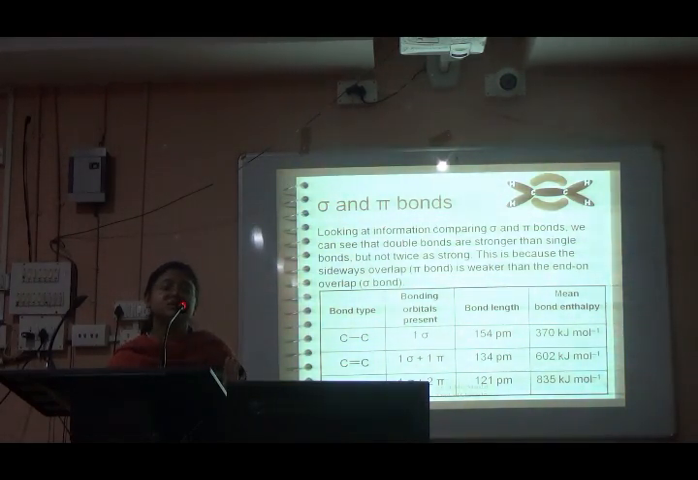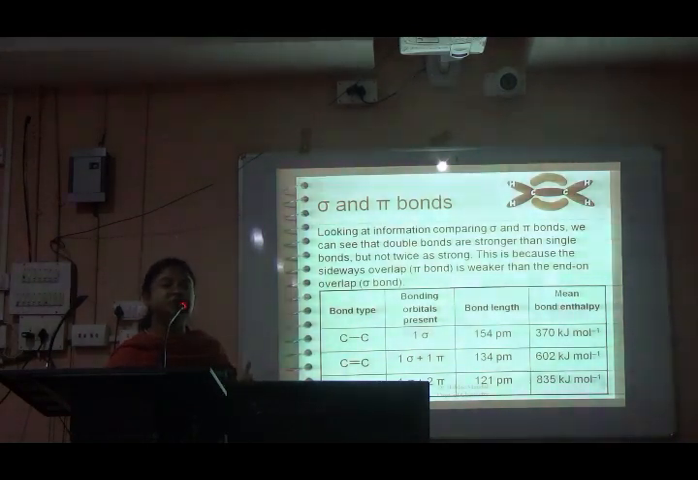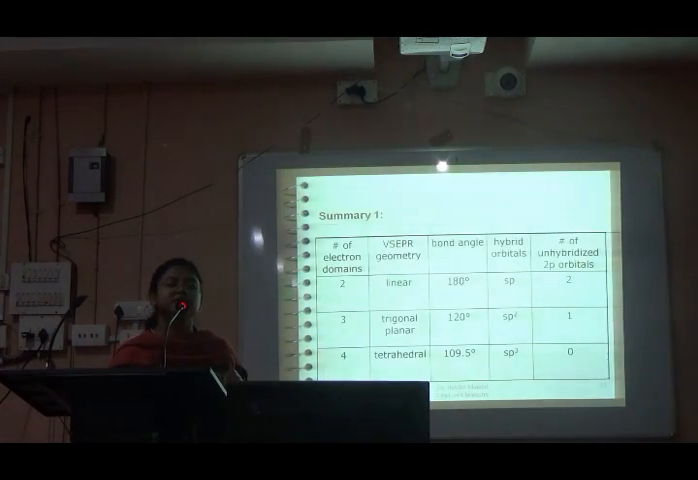So in general, since a pi bond is weaker than a sigma bond, the bond dissociation energy or the bond length, anything, will not be twice that of a sigma bond, because both the bonds are not of equal energy. If they had been of equal energy, the value would have been twice. But since they are not of equal energy, the value is less than twice.